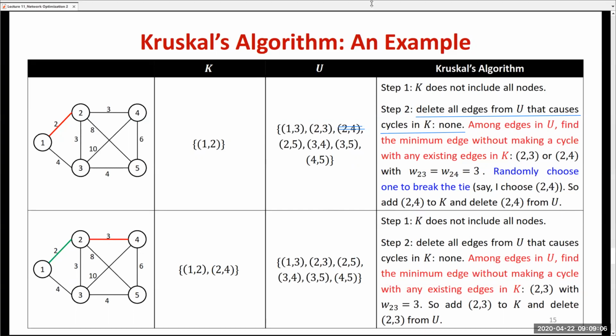for all edges in U, I'm going to delete the edge if it causes a cycle with edges existing in K. Clearly here, it's impossible that you add one edge and make a cycle. So again, we're not going to do anything here, okay? And then among edges in U, we're going to find the minimum weight. Clearly, we're going to choose this one. This is the smallest one left, right? So I'm going to add edge 2, 3 into K and remove edge 2, 3 from U. So let's go to the next slide.